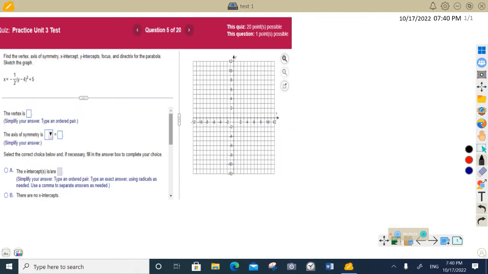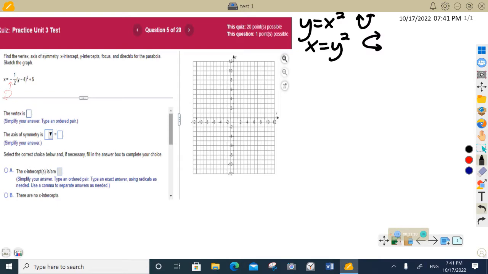Okay, question 5 wants you to find the vertex, axis of symmetry, x-intercept, y-intercepts, focus, and directrix for the parabola. Now I want you to notice, and we got to sketch it, it's x equals this time. So just to remind you, when it's y equals x squared, that's going to be opening up or down. Down if it has a negative leading coefficient. When it's x equals y squared, that's going to be a parabola that either opens right or left depending on the leading coefficient. If the leading coefficient is positive, it's going to open right. Now I want you to notice over here, your leading coefficient is negative, so it's going to open left like this. By the way, you can't graph this on your calculator because you don't have an x equals graph screen, you only have a y equals graph screen.